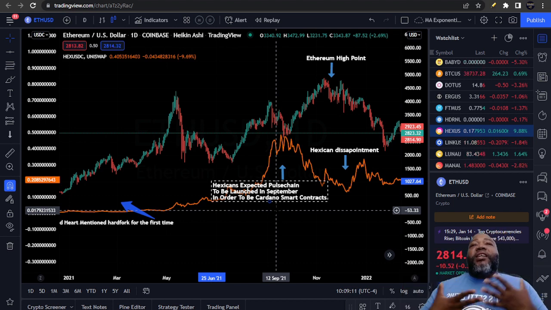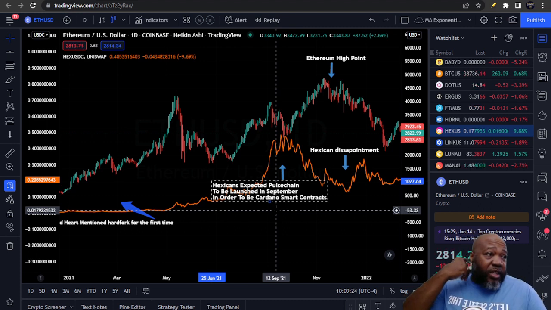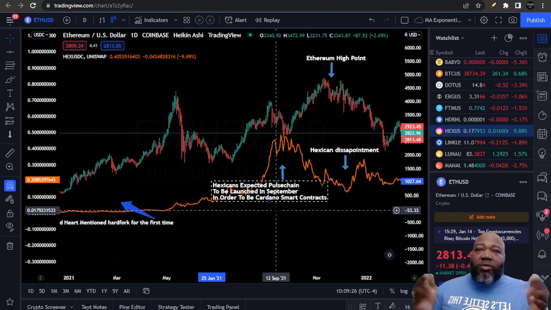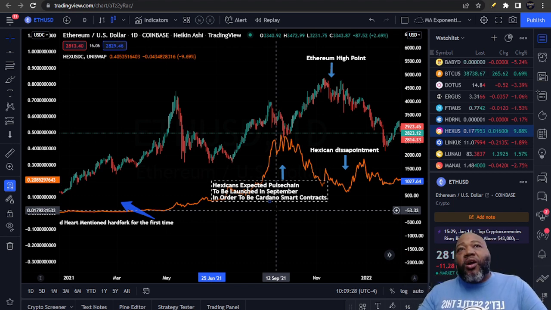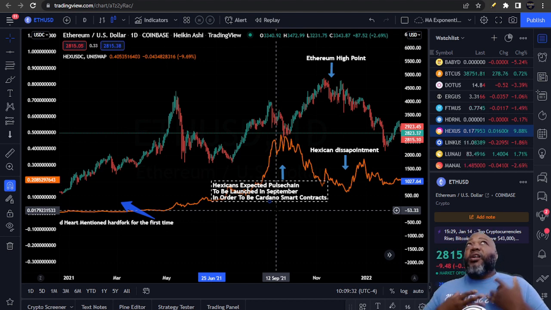So basically, what Richard Heart did was when he originally announced it, he said, I'm going to get PulseChain out before Cardano. Cardano's going too slow. They should have smart contracts out already. We're not going to build on Cardano for that reason, because Cardano was really pumping then. And I'm going to hard fork Ethereum. So everybody was all pumped. Cardano was set to launch the smart contracts in September. Everybody was like, well, Richard Heart said he was going to beat Cardano. And the money poured in.